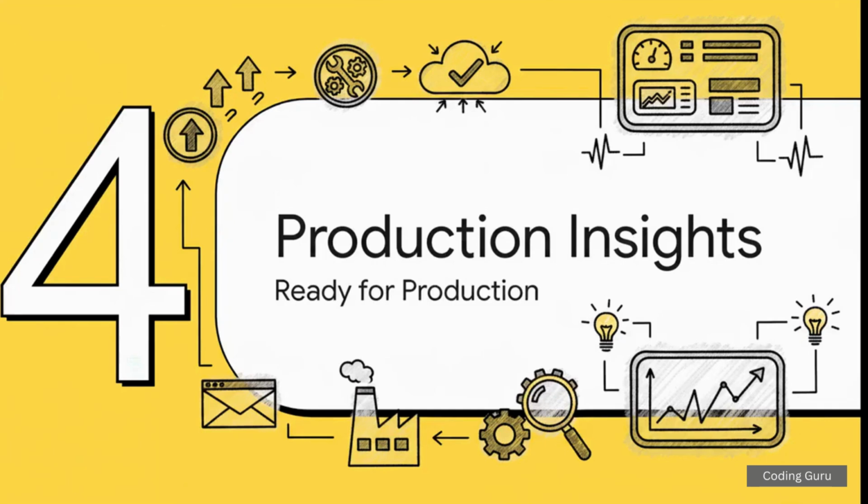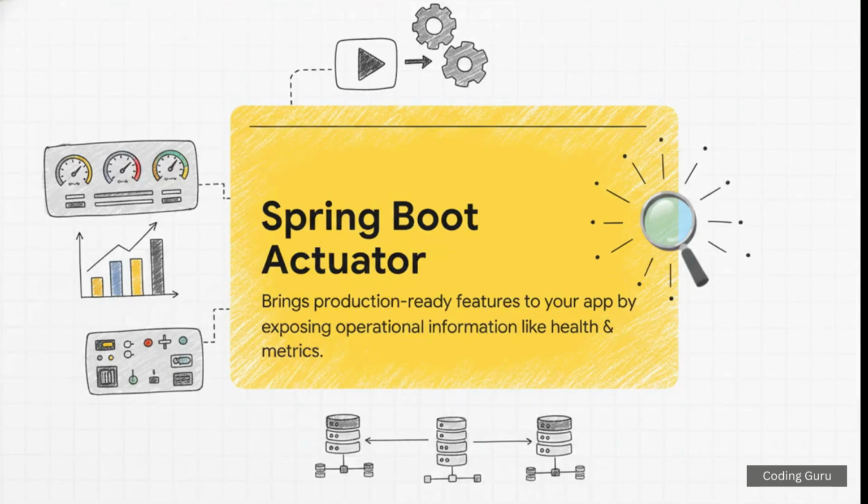So your app is built, it's configured, and now it's deployed out in the wild. But what happens next? How do you know if it's actually healthy? How do you peek inside and manage it while it's running? This brings us to the fourth pillar, which is all about giving you production-ready features from the get-go. And that's the job of something called the Spring Boot Actuator.